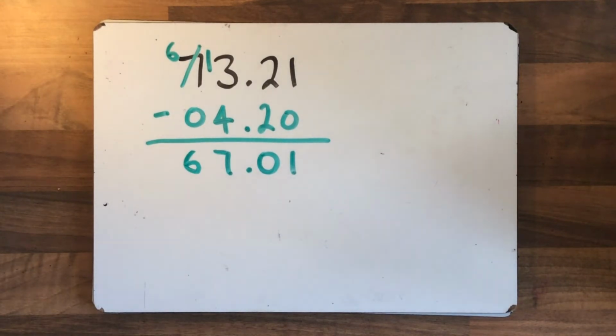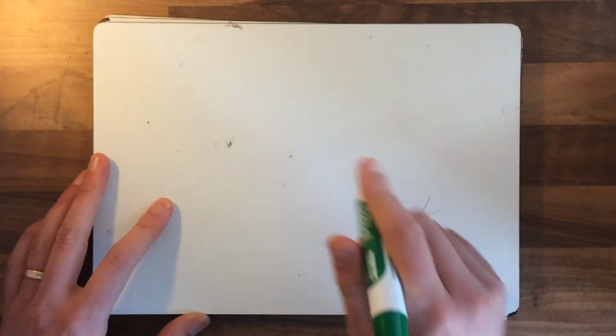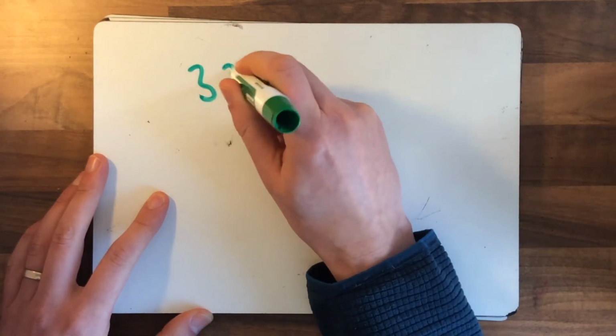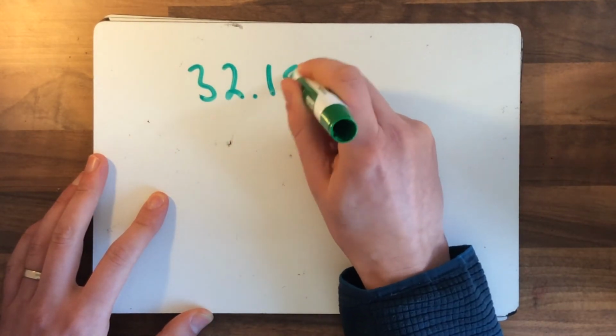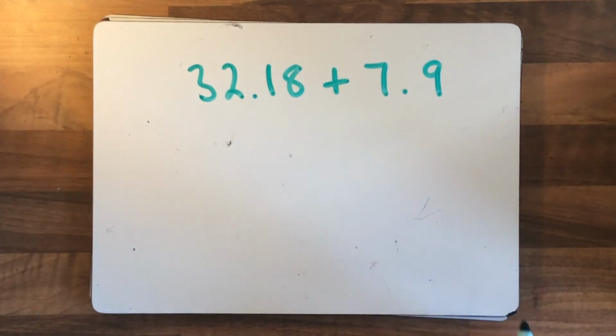So let's have a go at another one, and one I've written out, you can have a go at solving this yourself. So 32.18 add 7.9. If you pause the video there, Year 6, could you have a go at solving that one for me?